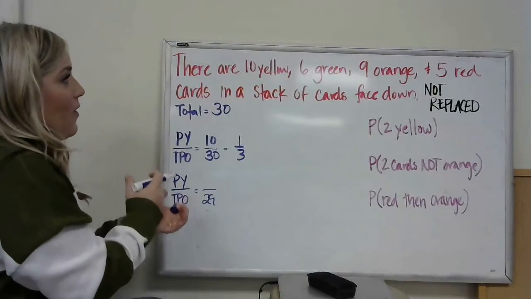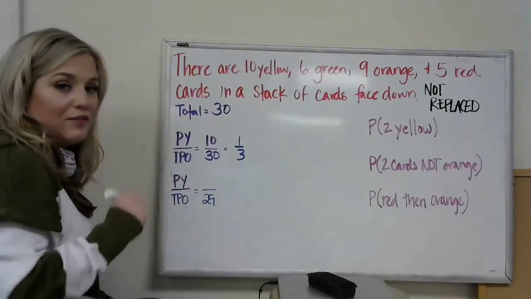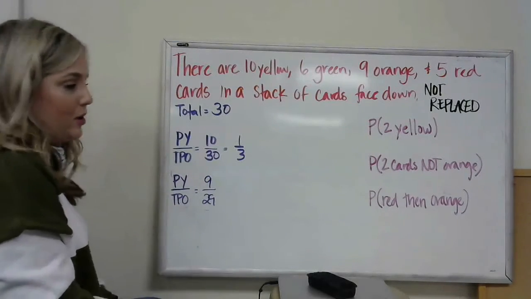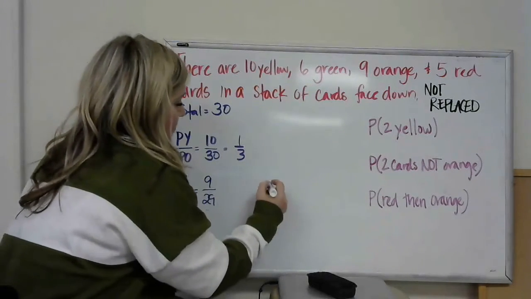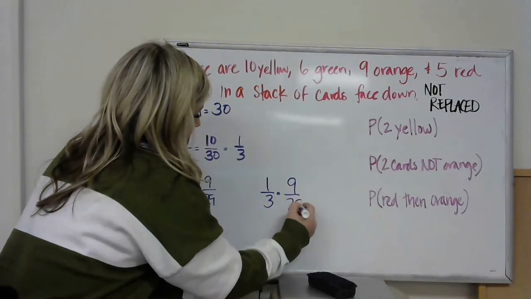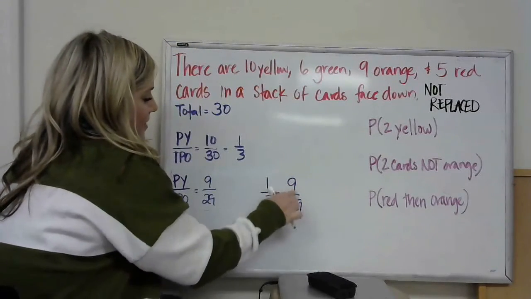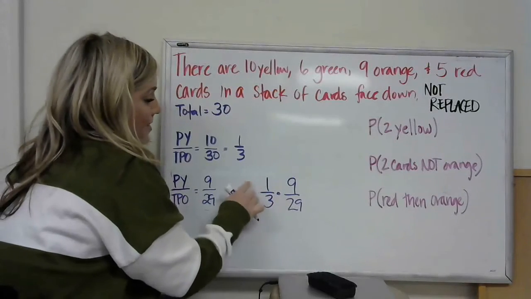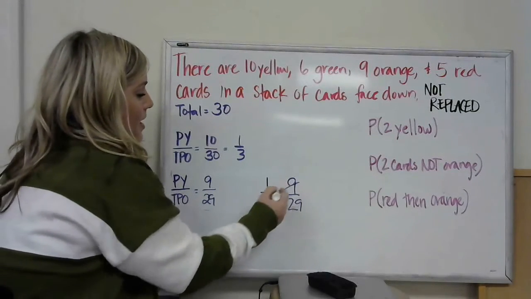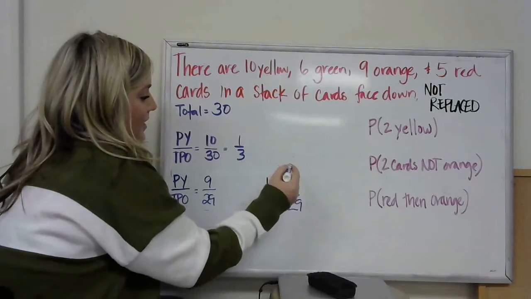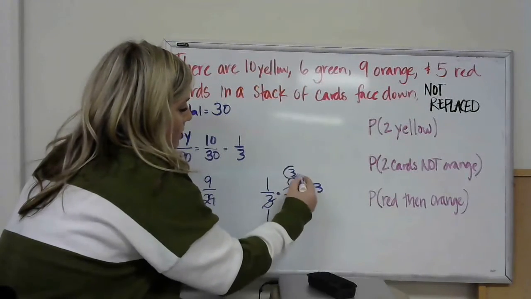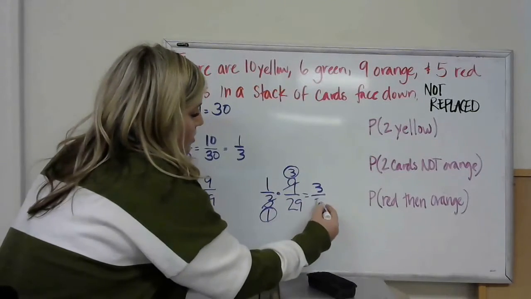And the probability, now I don't have 10 yellow cards left. I have 9. Now 9 over 29 is not going to reduce. So I'm going to do 1/3 times 9 over 29. I see that this doesn't reduce, this doesn't reduce, that doesn't reduce, but 9 over 3 reduces. I can divide both of these by 3. 3 divided by 3 is 1, and 9 divided by 3 is 3. So 1 times 3 is 3, and 1 times 29 is 29.